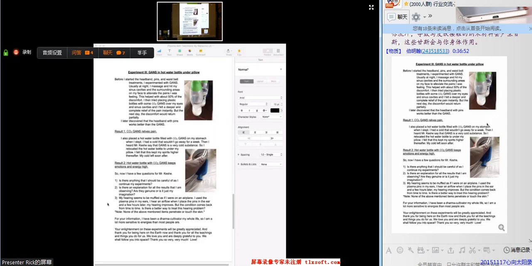I use the plasma pins in my ears. I hear an airflow when I place the pins in the ear, and a few hours later my hearing improves. But the condition comes back from time to time. Is there a better way to treat this hearing problem? Note, none of the above mentioned items penetrate or touch the skin. And for your information, I've been a Dharma cultivator my whole life, so I am a lot more sensitive to energies than most people are. Your enlightenment on these experiments will be greatly appreciated.